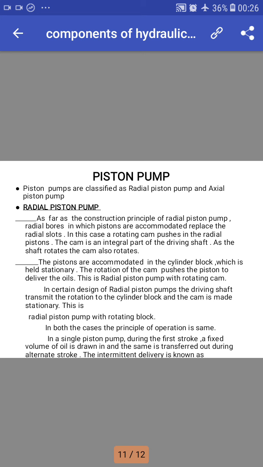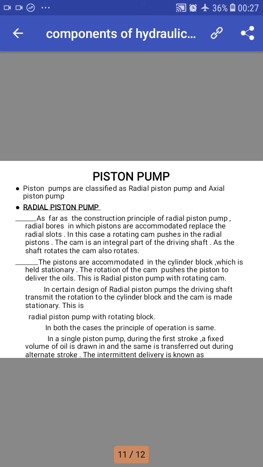There are two types of radial piston pump. One is the rotating cam, and in the other one the cam is stationary. In this case, the rotating cam pushes the radial pistons. The cam is an integral part of the driving shaft. As the shaft rotates, the cam also rotates. Here, the cam rotates and the pistons are stationary. The pistons are accommodated in the cylinder block, which will be stationary. The rotation of the cam pushes the pistons to deliver the oil.